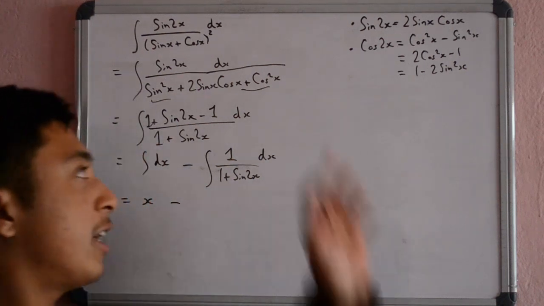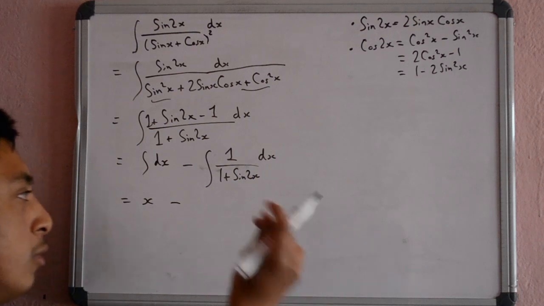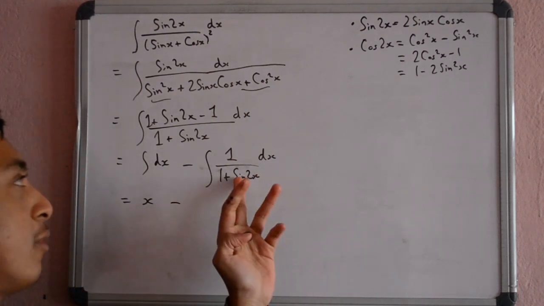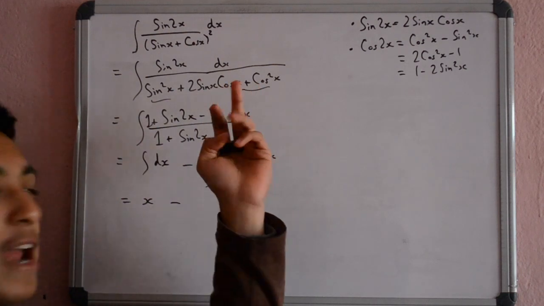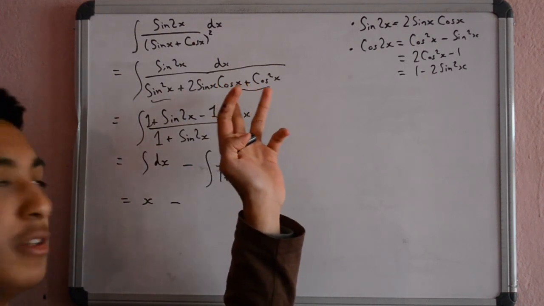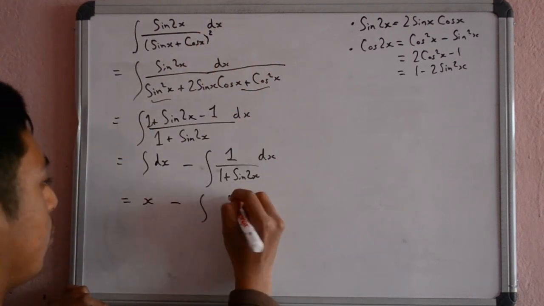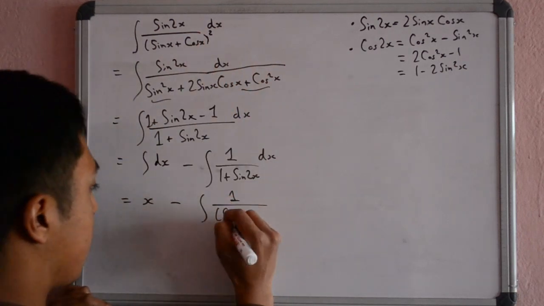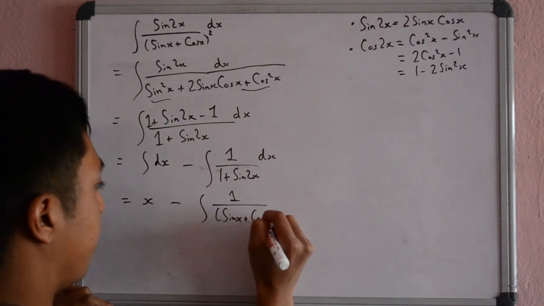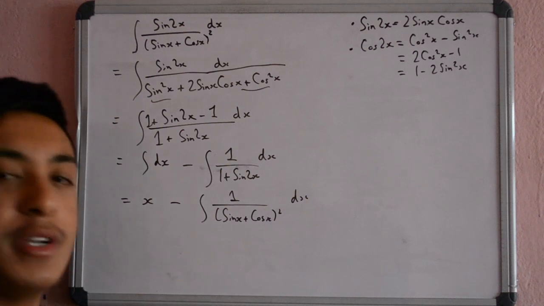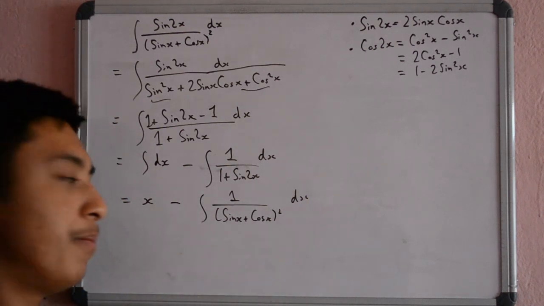Now, this is the second method, so what we're going to do is look at 1 plus sine 2x and see where it came from. Well, it came from here, right? And we already did this in the first method. So, let's go one step back. So, this will be 1 by sine x plus cos x whole square. Now what do we do from here? That is the main question.